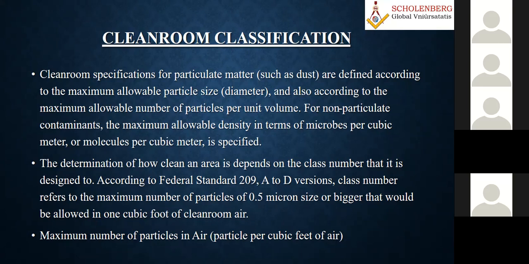So all the clean rooms, as I told you, have different kinds of classifications. These classifications are based on the allowable number of particles per unit volume, as you know, per cubic feet or per cubic meter. And these are all very clearly defined. Based on that only, the process also has been selected. Now, how a clean room area depends on the class number that is designated.